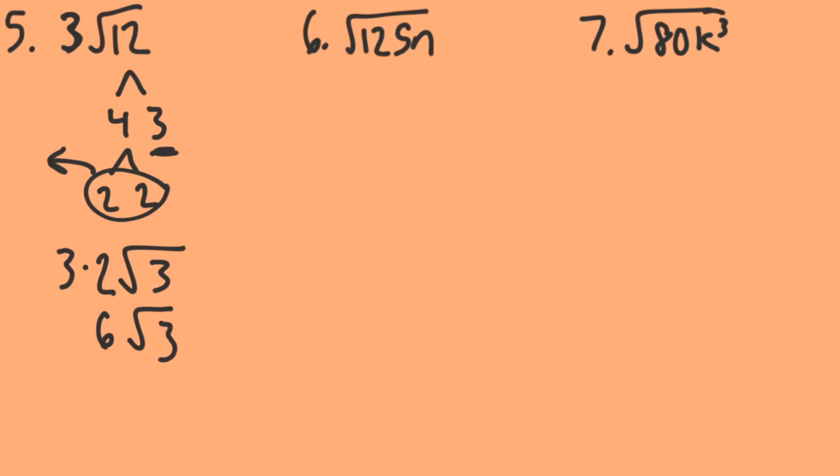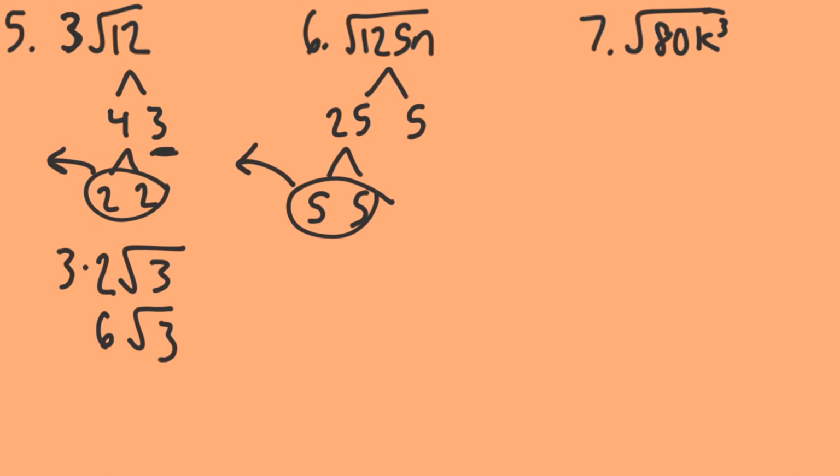And now we're introducing variables. So 125 is the same as 25 times 5. And 25 is 5 times 5. There's a group of 2 5s we can take out. So we have 5 square root of, we still have a 5 and we still have an n. So 5n. And then this one, 80, that's 8 times 10.